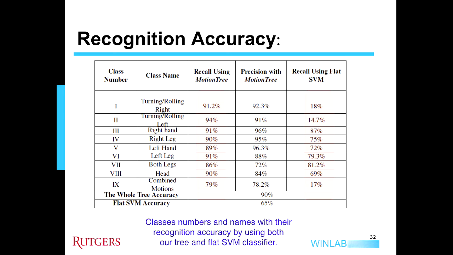The flat SVM, the one-level classification, was 65%. So with this tree, we improve the SVM from a one-level classifier to the tree that we call a motion tree, from 65 to 90%.